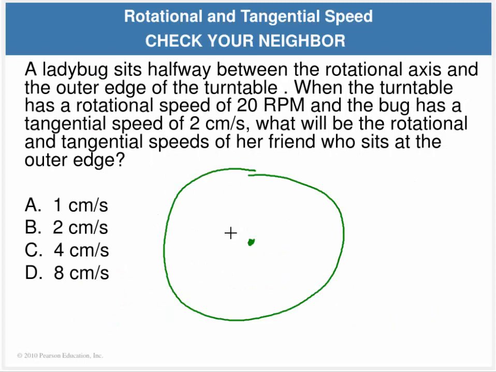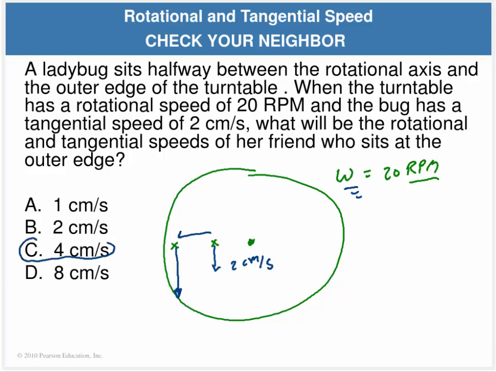So just take a second and read this problem while I draw it out. We have two ladybugs, one sitting right here and one sitting right here, and we know that this guy is spinning at 20 RPM. That's going to be a revolution per minute, so an angle per unit time. And this ladybug right here has a speed of 2 centimeters per second. What you can deduce is both of them are going to share this guy right here, but because this ladybug is twice as far out, she should be going twice as fast, so she should be going 4 centimeters per second.